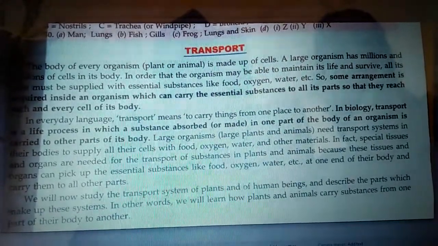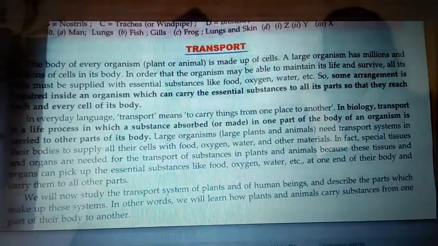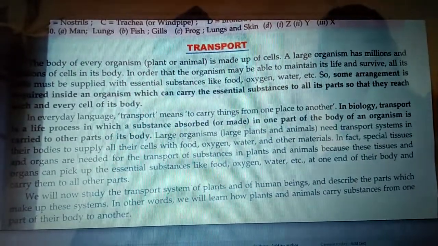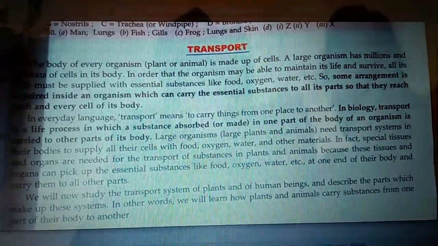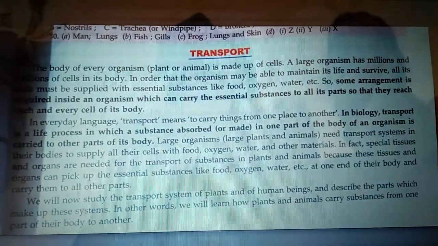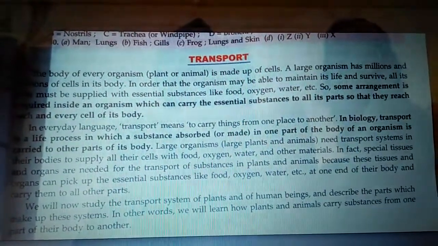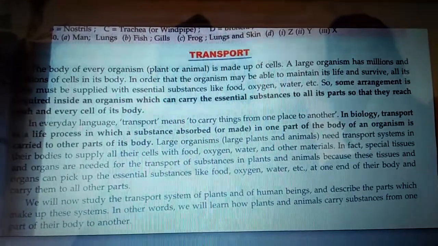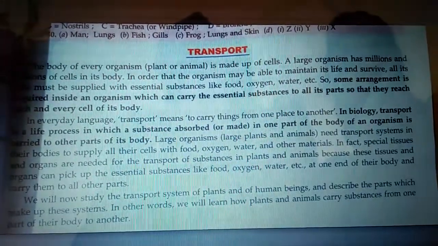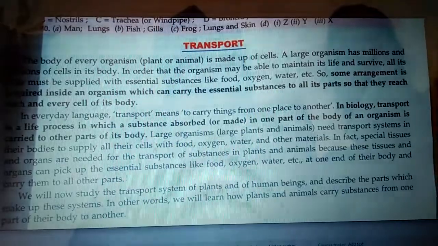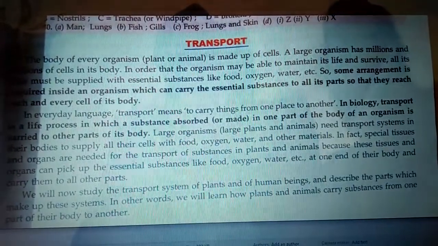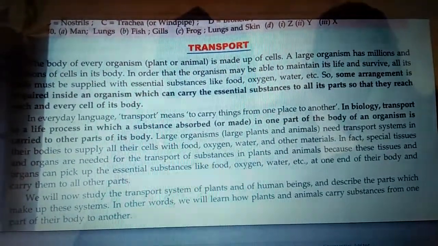So transportation is just the carrying of things, whether it is the digested food molecule or the waste product, that has to be carried from one part to another part of the body. So oxygen, water, food material, waste product, carbon dioxide, these materials get transported from one part of the body to the next part of the body.